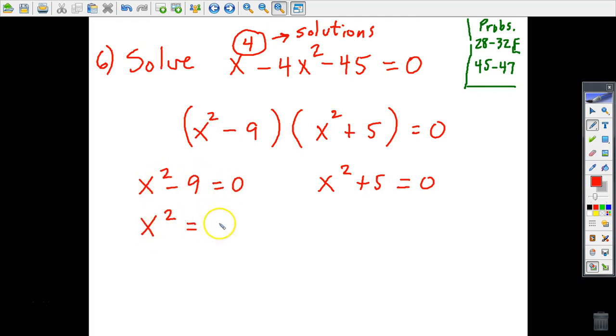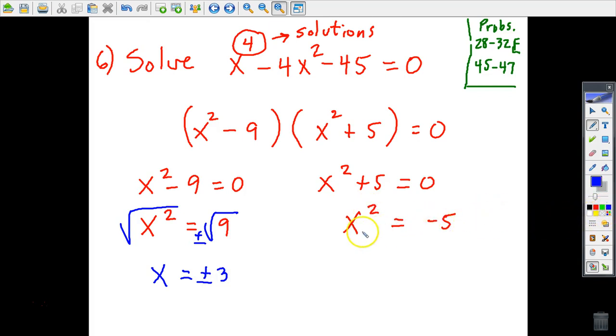I'm going to solve by square roots. Okay, square root of both sides. And don't forget plus minus. Remember, I should be getting 2 solutions. So 2 of my solutions will be positive 3 and negative 3. Now I'm going to do the same thing over here. Solve by square root, so I subtract 5. Square root of both sides. Plus minus. X is going to be plus minus i times the square root of 5.